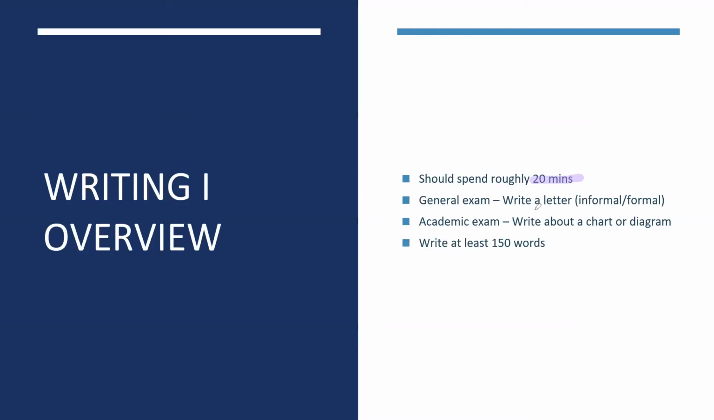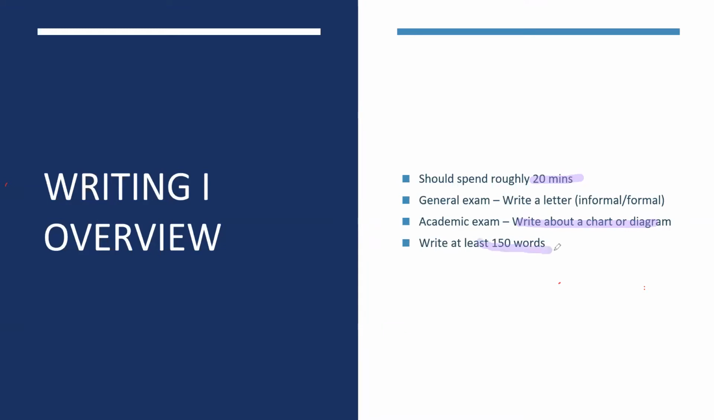Now, if you're taking the general exam, you'll be writing a letter, very similar to what they asked you to do in part A of writing for the HKDC. But if you're taking the academic exam, they're going to ask you to write a report, usually about a table or chart. It could be a diagram, a process. It could be a map.